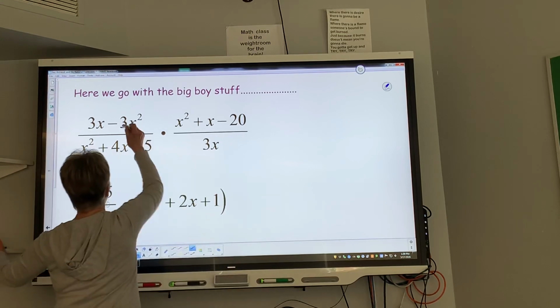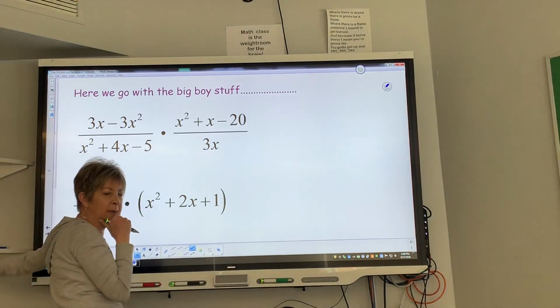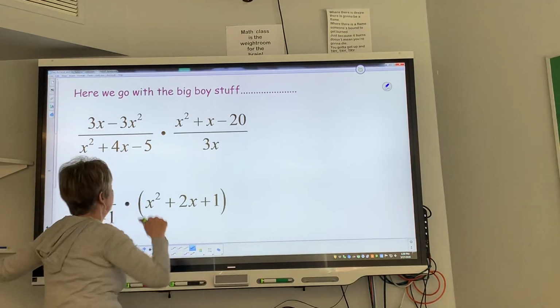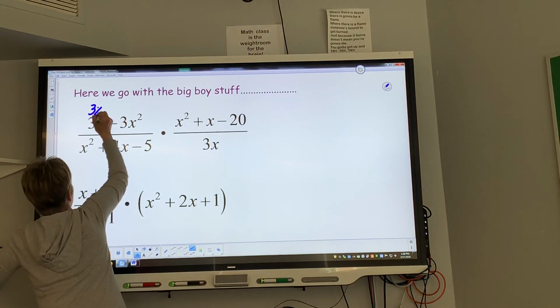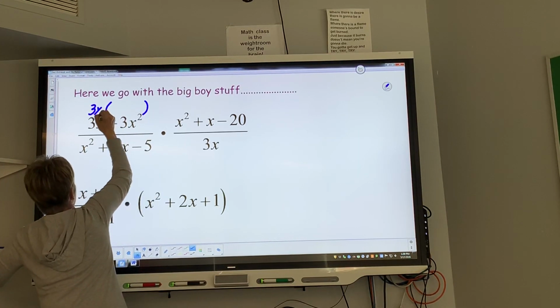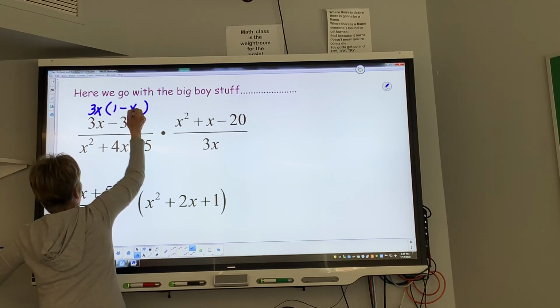So if I factor, how am I going to factor 3x minus 3x squared? If you said GCF, you're right. I'm going to take a GCF of 3x out, and that's going to leave 1 minus x.